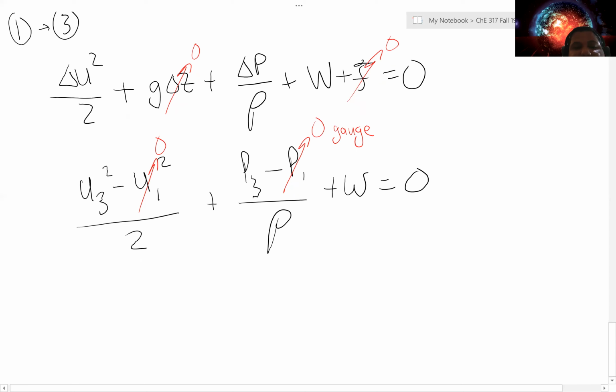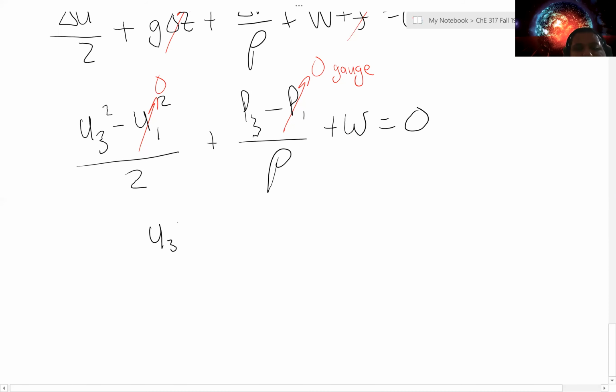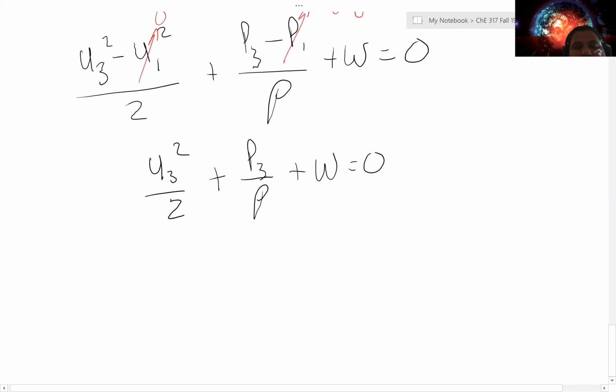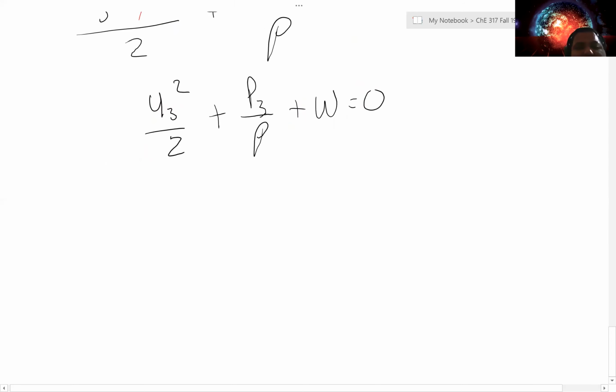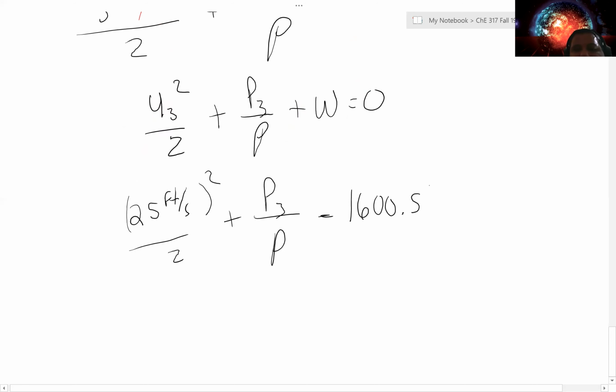So what I'm left with then is U3 squared over 2 plus P3 over rho plus work is equal to 0. Or, plugging in the values, I can say 25 feet per second squared over 2 plus P3 over rho minus, because it's negative, 1600.5 feet squared per second squared equals 0.